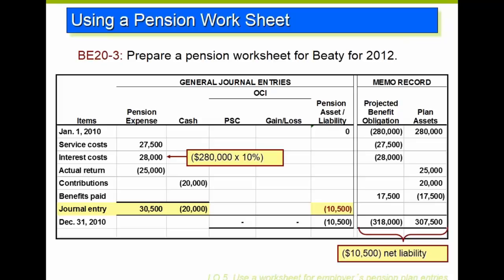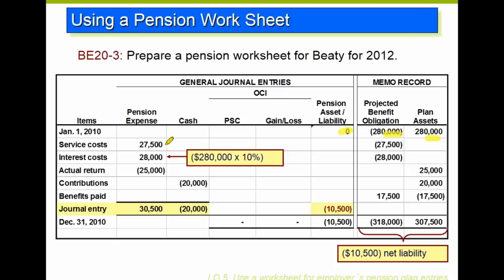So you notice here at the beginning, when we go over at the top, we have the projected benefit obligation of $280,000. That's a credit. The plan assets are $280,000. The difference between the 280 and 280 is zero. Therefore, the pension asset ends up beginning the year as a zero. So the zero over here represents the difference between the 280 and the 280 over here.